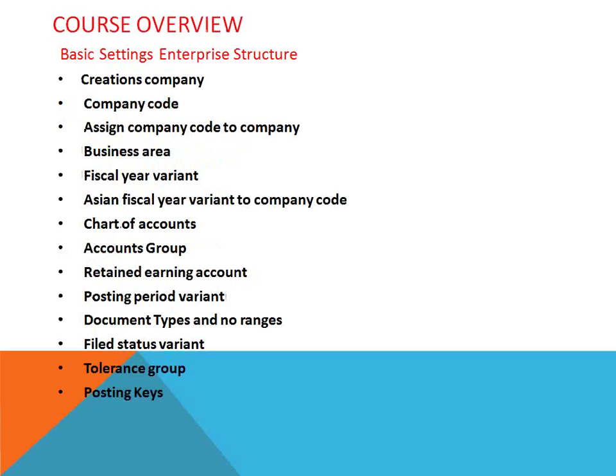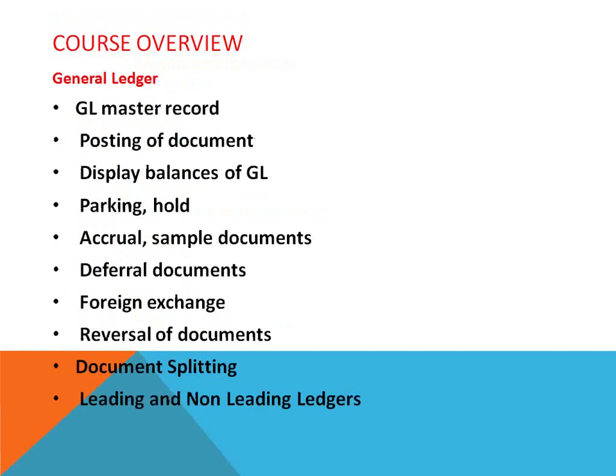Then from the course, what's basically in the FI structure: we are giving you basic settings, enterprise structure, creation of a company, company code, assigning the company code to a company, business area, fiscal year variant, then assigning the fiscal year variant to a company code, chart of accounts, account groups, retained earnings accounts, posting period variant, document types and number ranges, field status variant, tolerance group, etc. All the information is there.